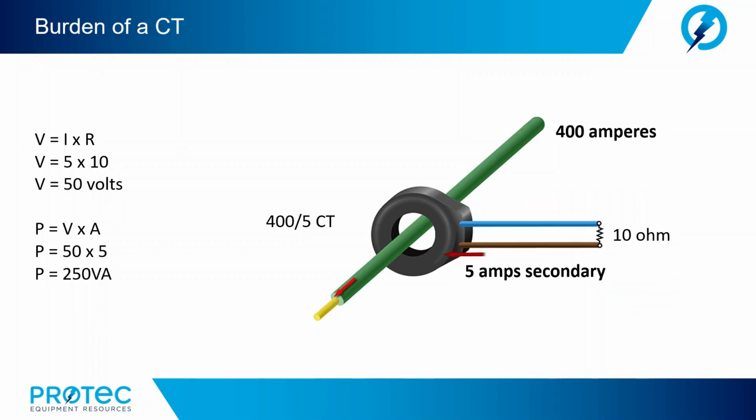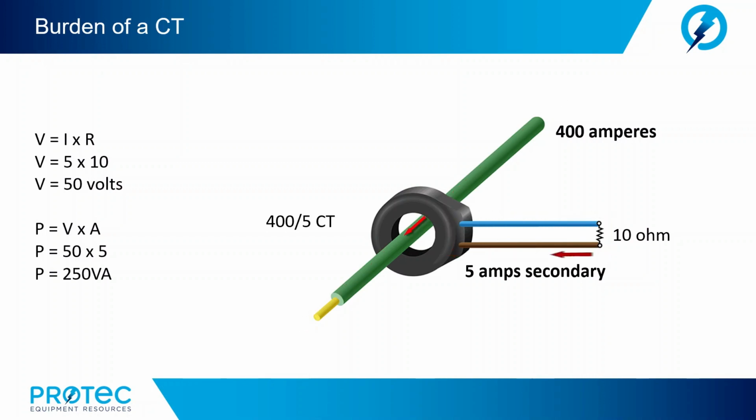Here's another example with the CT pushing the same amount of current into a 10 ohm load instead of a 1 ohm load. Here the CT will have to build up 50 volts in order to push the same amount of current. Since power is equal to volts times amps, here the CT must produce more power, 250 VA instead of the 25 VA shown before. Therefore, the CT must now work harder as the burden of the circuit increases.